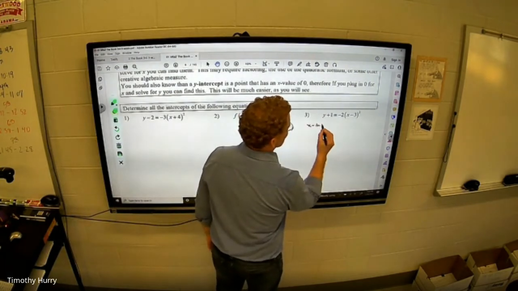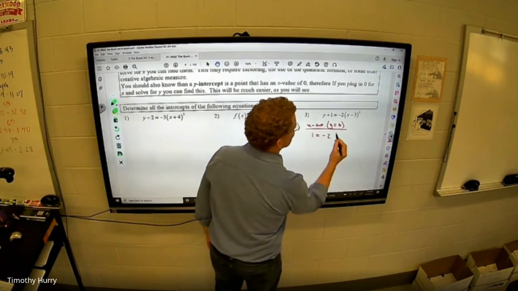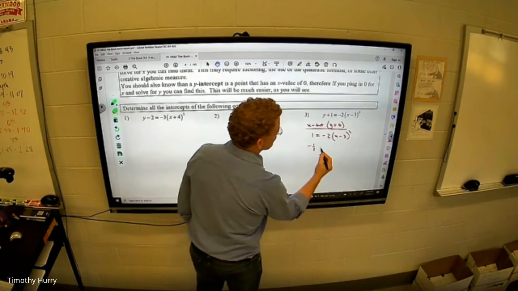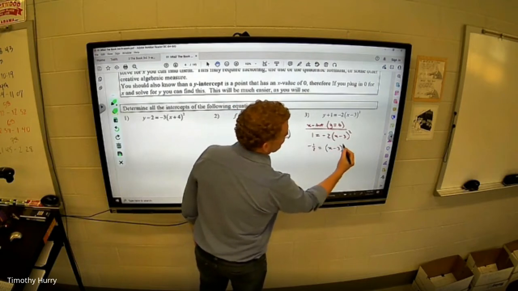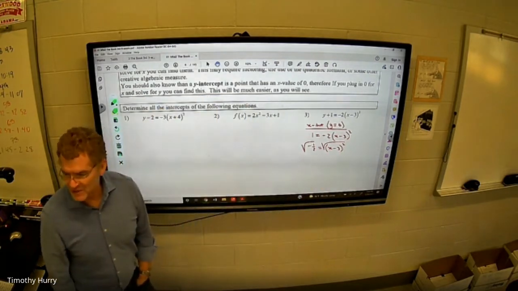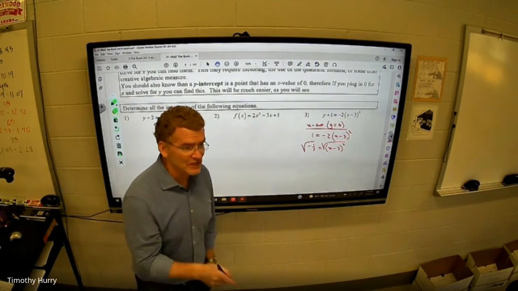All right, so x-intercept, y is 0. If I do that, look what happens. I divide by a -2. And then right here, when I square root it, what do you see? I would have an imaginary number. So if my question for you is, what are the x-intercepts? What do you say?